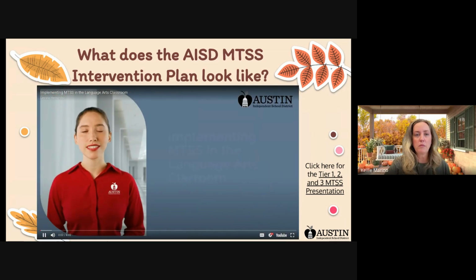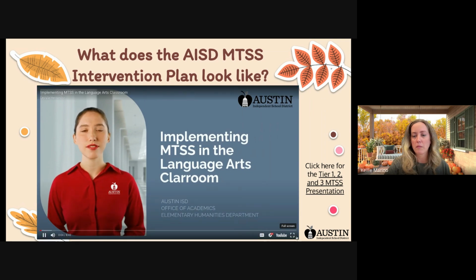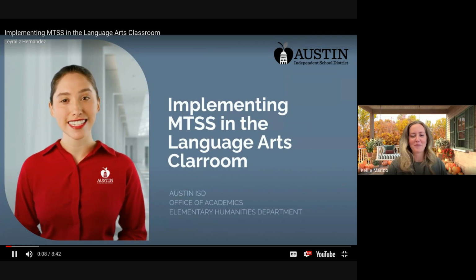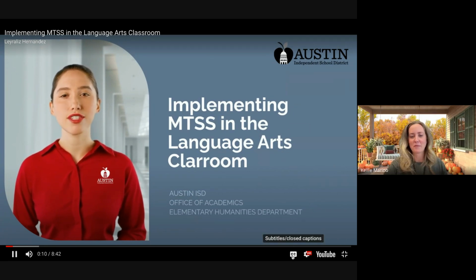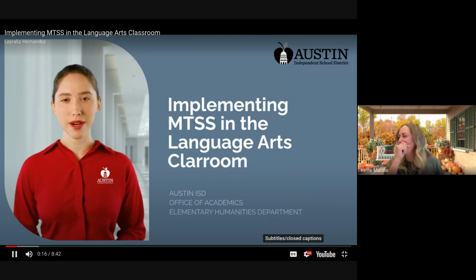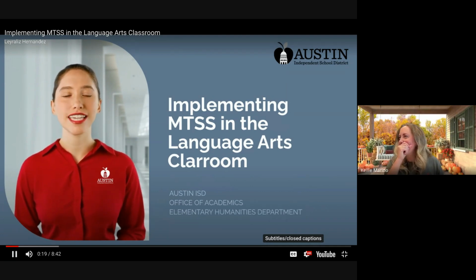Welcome. We are committed to implementing the multi-tiered system of support MTSS in the language arts classroom. At Austin ISD, our mission is to equip every student with the knowledge and skills they need to thrive in college, career, and life. Through the MTSS framework, we are dedicated to providing every student with tailored instruction and support systems. Let's embark on this journey to enhance learning for every child.